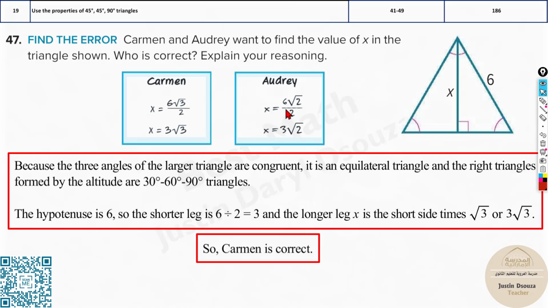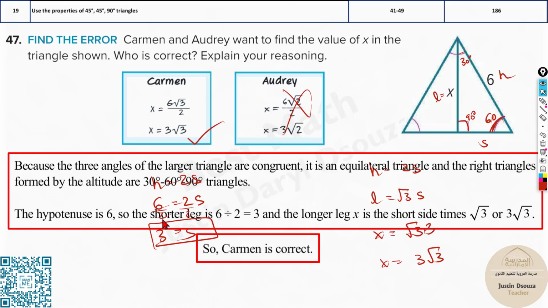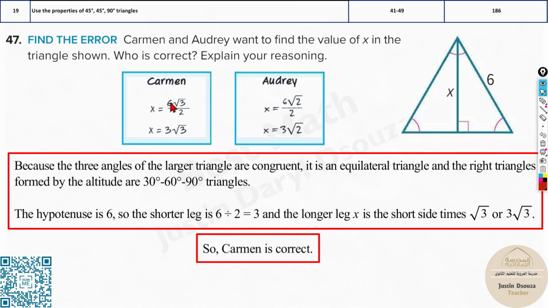Now 6 by 2 is basically 3. We have found the short distance, right? We directly found it, 3. They have written it as 6 by 2. It's up to you. You can write it as 3 square root 3 directly, and this is the correct one.